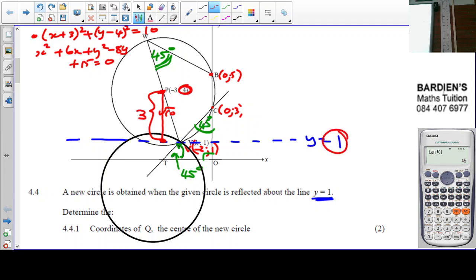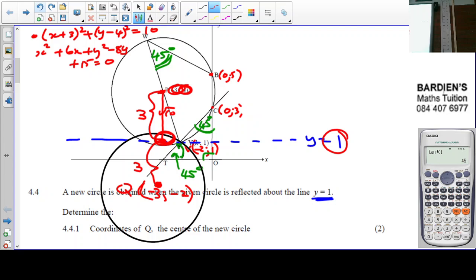So if I move 3 units down, I must move 3 units in that direction because that's a reflection. So that's also going to be 3. Not so. And 1 minus 3 is negative 2. Let's look at negative 2 on your y. But what is your x value? Negative 3. What's your x value here? Negative 3. What's your x value here? Negative 3. So that is your Q value. Negative 3 and negative 2.